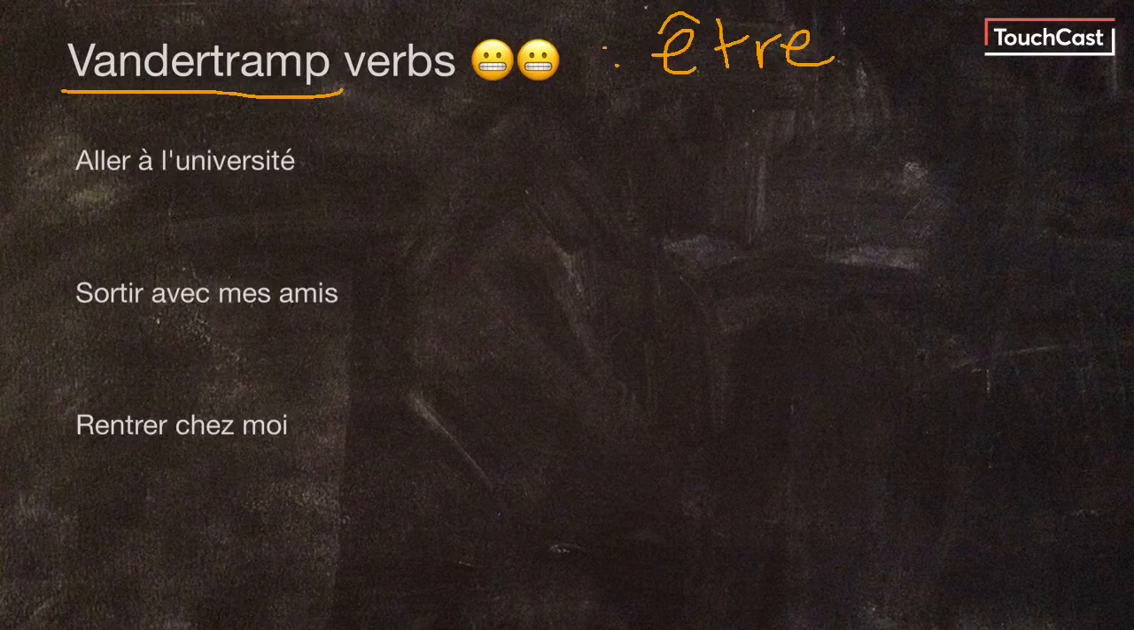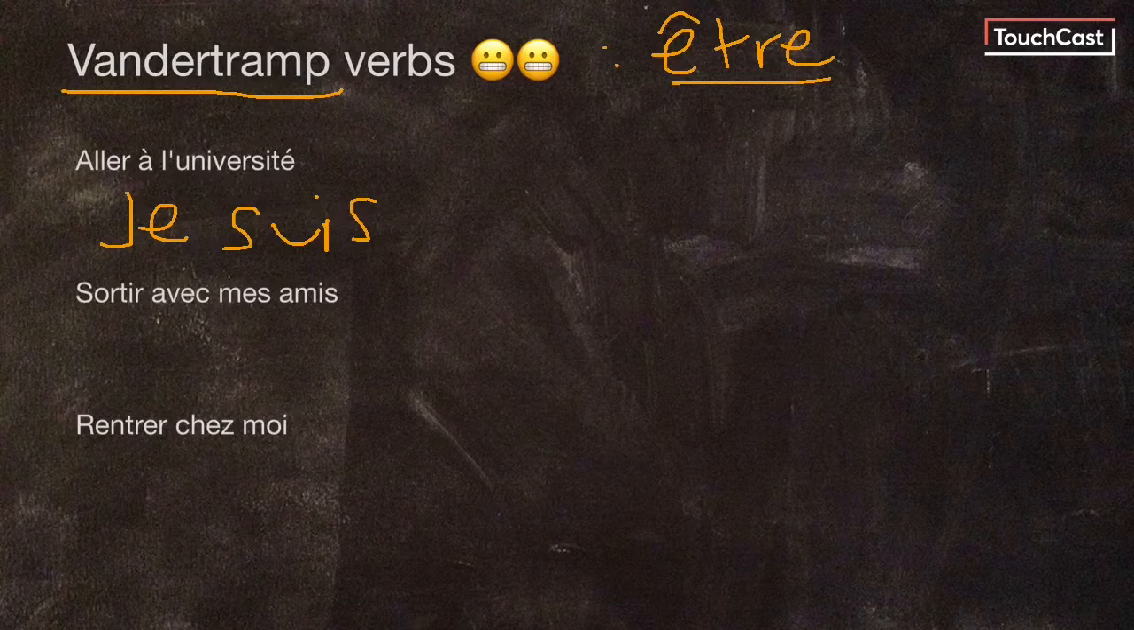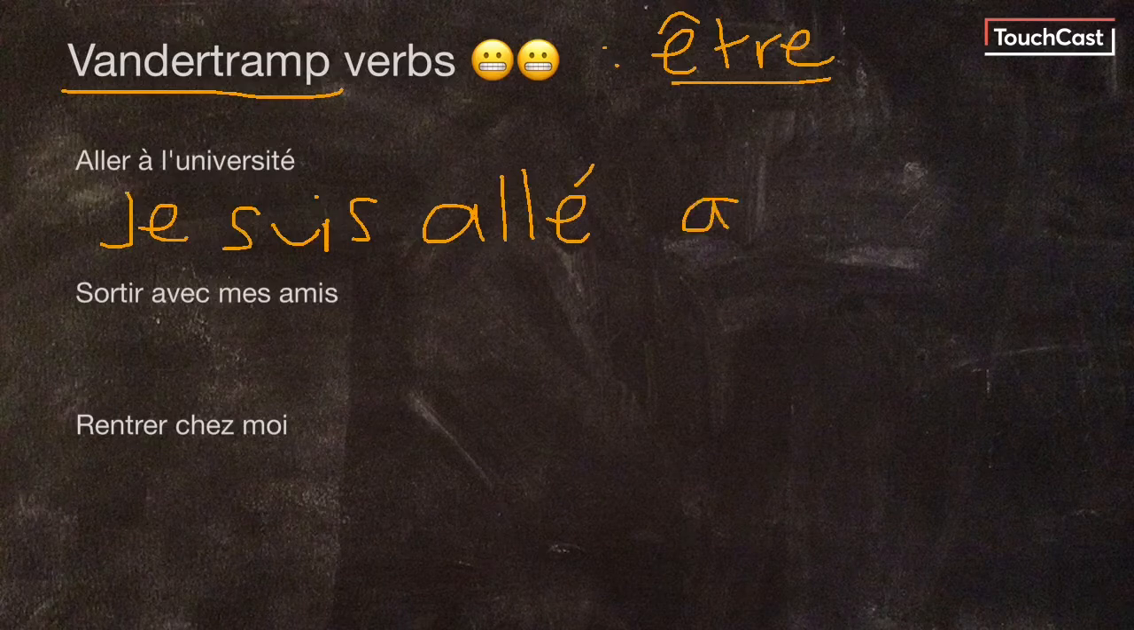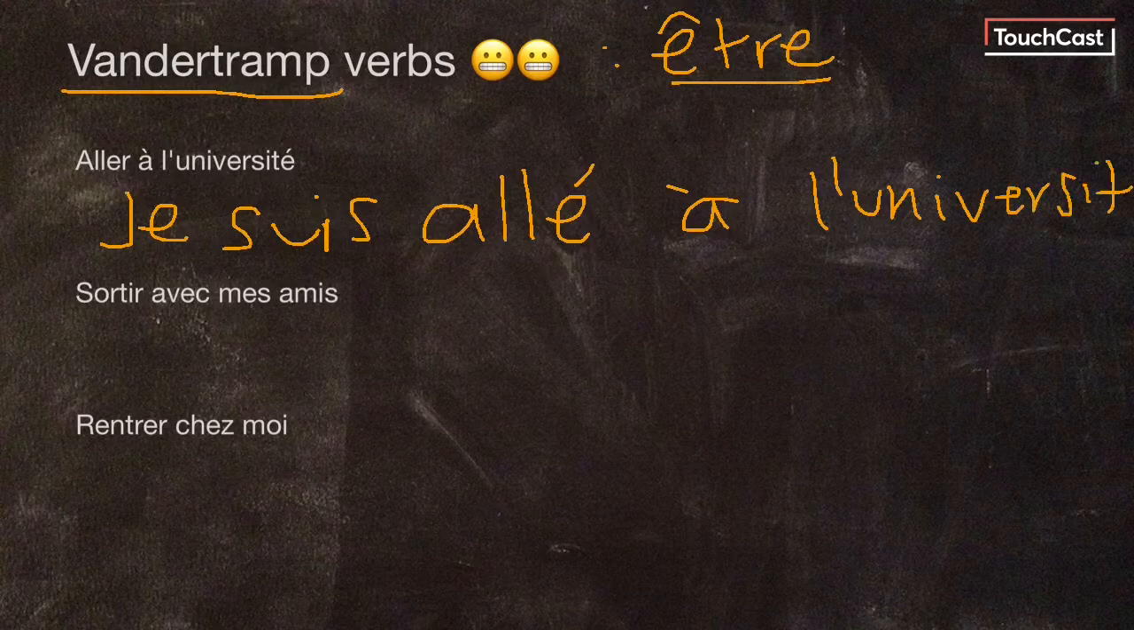So aller, so to go to the university. If you want to say, I went to the university, again, you have to start with je. But instead of using avoir, so j'ai, we now need to use être and conjugate être for je, which is, of course, je suis. Je suis, all right, and luckily, at least the participle is regular, so you can just do this. À l'université. So I went to the university.